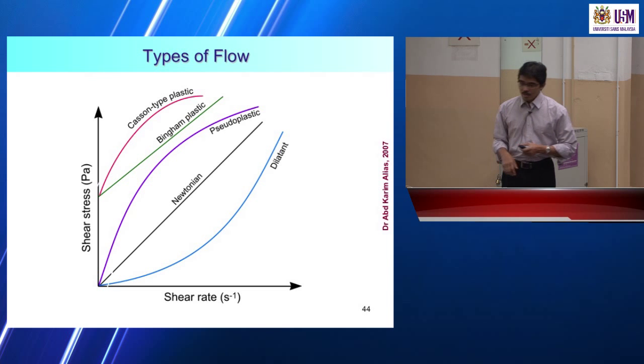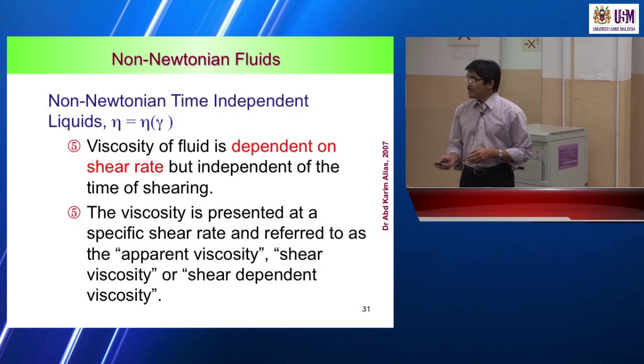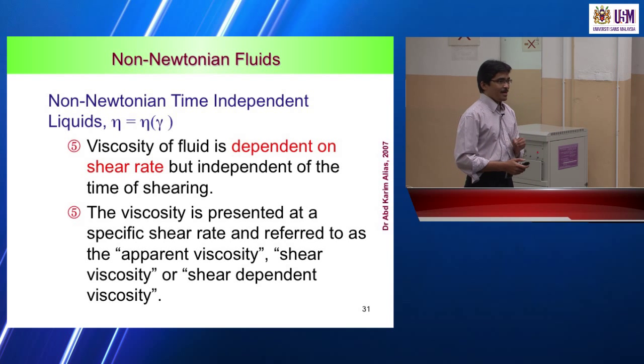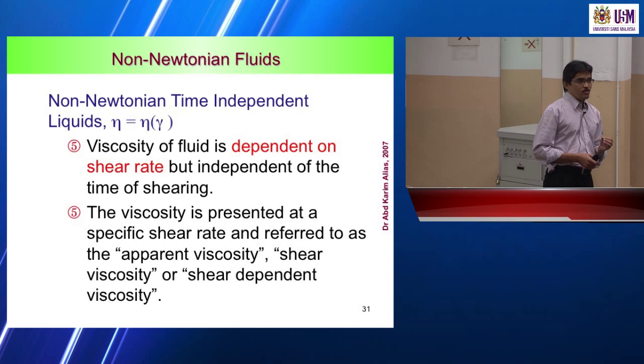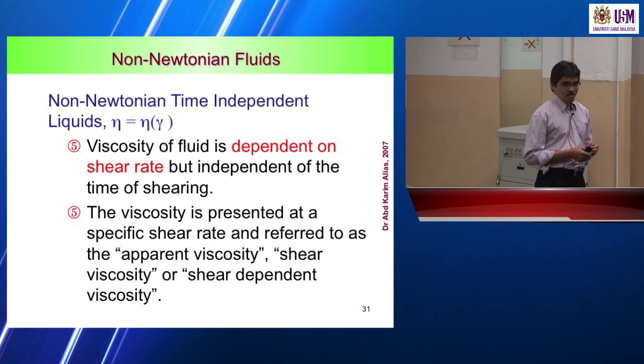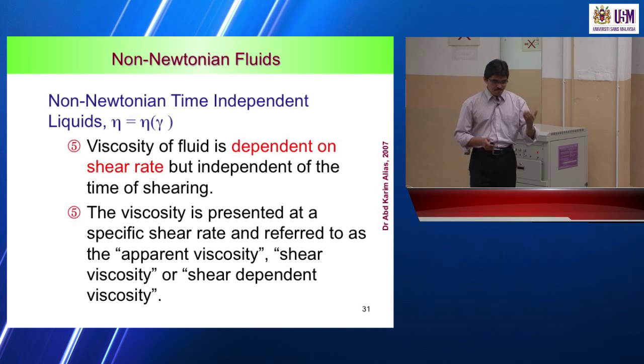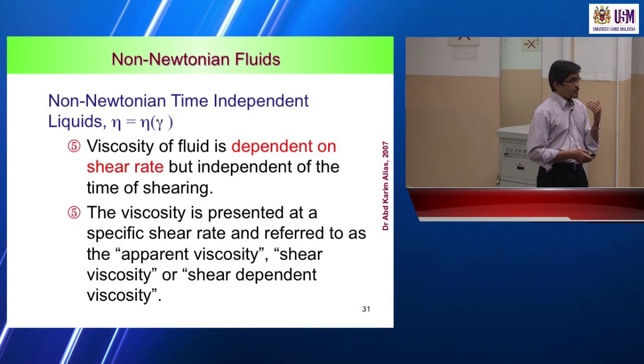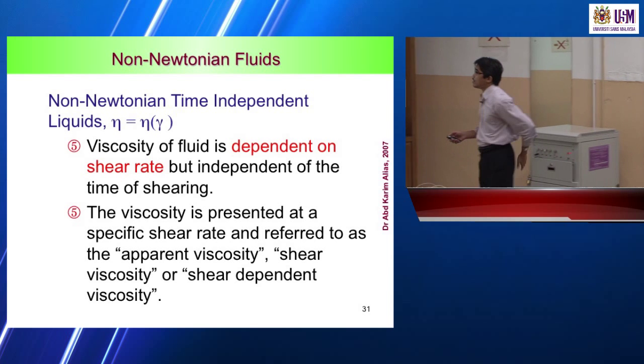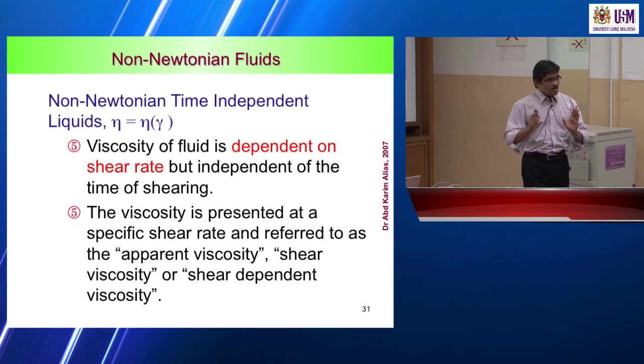So Newtonian, non-Newtonian. Now, to make things a little bit more complicated, non-Newtonian behavior can be divided into time-independent and time-dependent. Let me warn you here, this can be a bit confusing, but if you really try to understand, then it's not that confusing. Time-dependent and time-independent. Understanding the difference between these two is also important, because it will affect how the material behaves during processing, during application. But before that, let's make it clear about the definition.